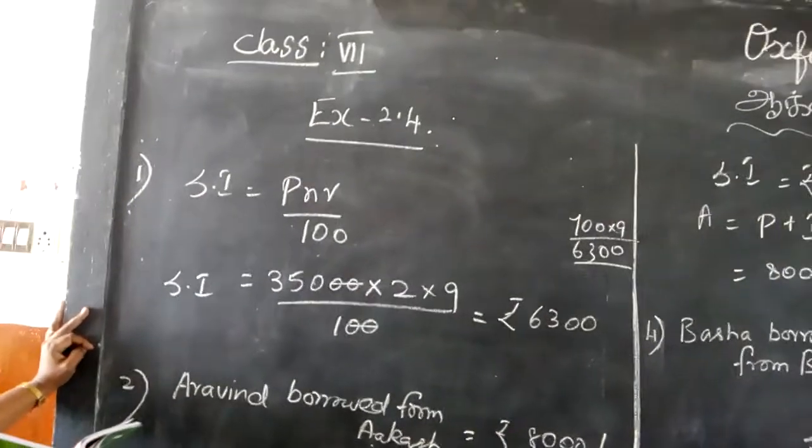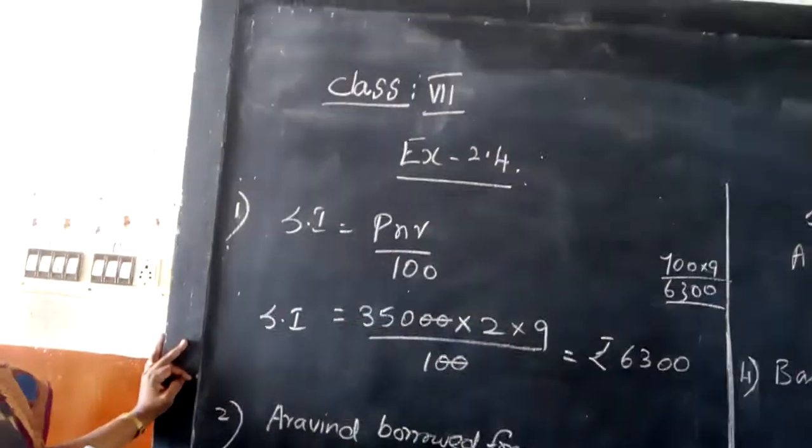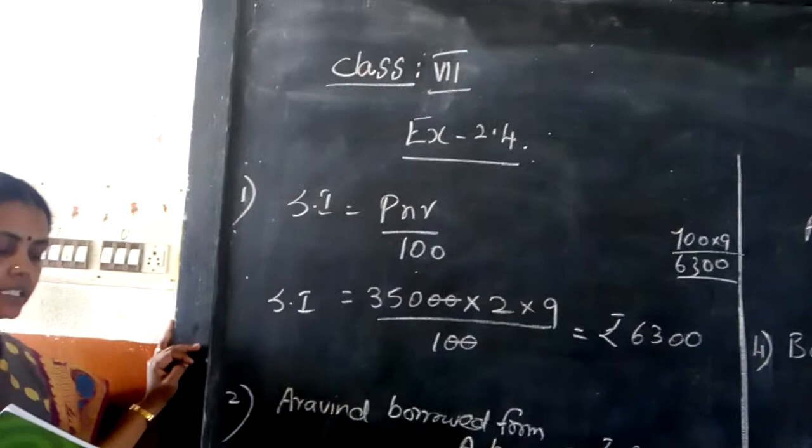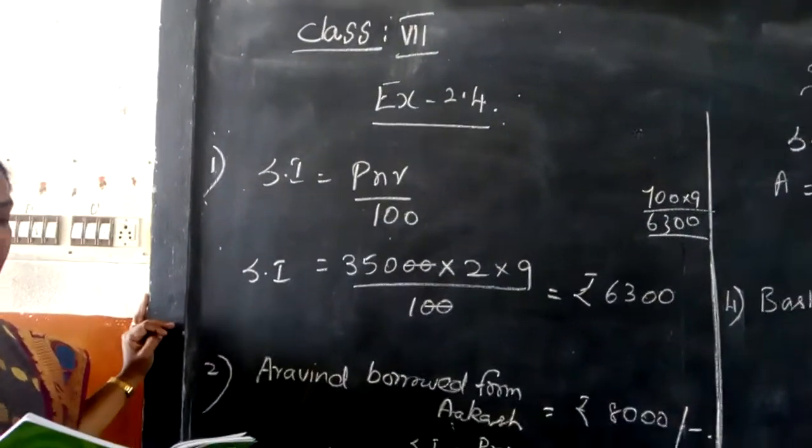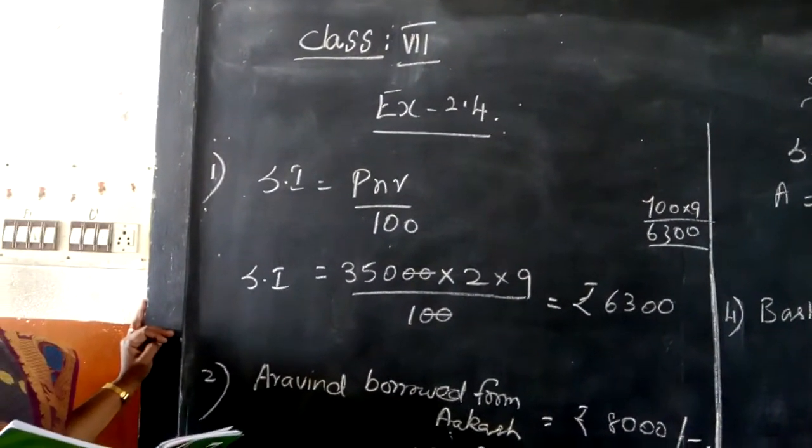Good morning students. Today we are going to see exercise 2.4. The first question is: find the simple interest on rupees 35,000 at 9% per annum for 2 years.